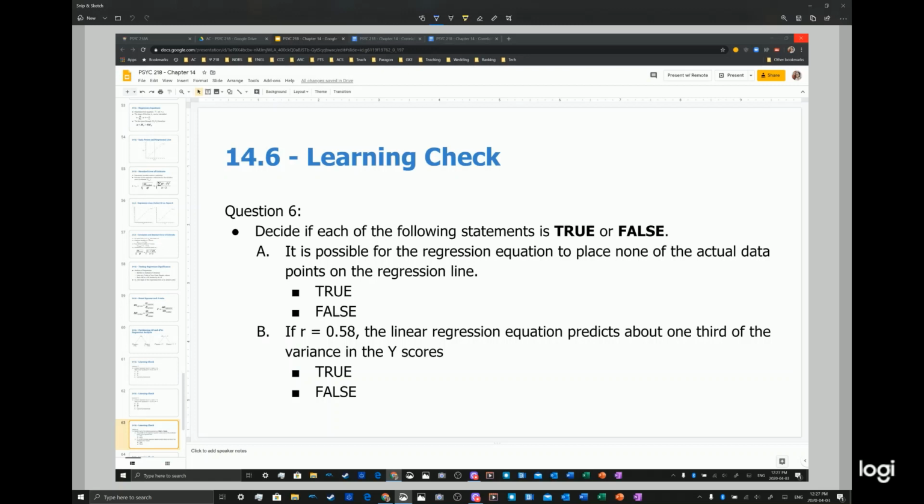Take a moment. You can go back to your slides to see, for A, whether it's possible that none of your data points touch the regression line, the line of best fit, and for B, figure out R and its relation to R squared, and whether a linear regression equation when R is equal to 0.58 actually predicts about 1/3 of the variance in the y values.